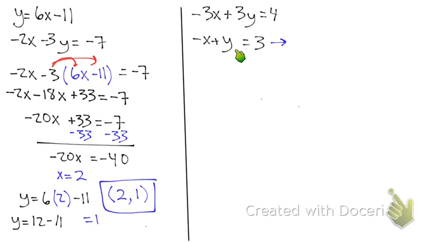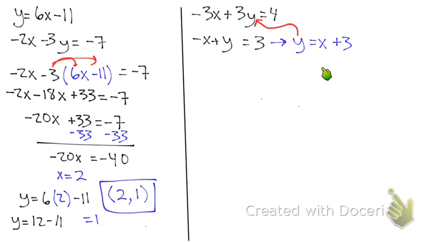I'm going to take the second equation and get y by itself. I find it's easier to do that because y is already kind of by itself. It just has this negative x attached to it. So I'm going to move this negative x to the other side by adding x on both sides. So y equals x plus 3.